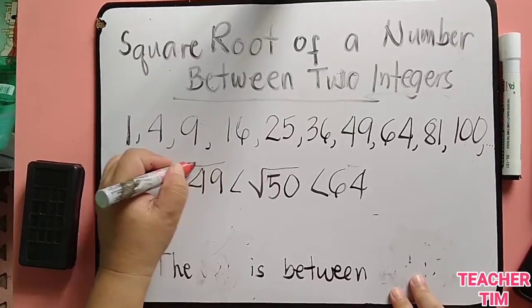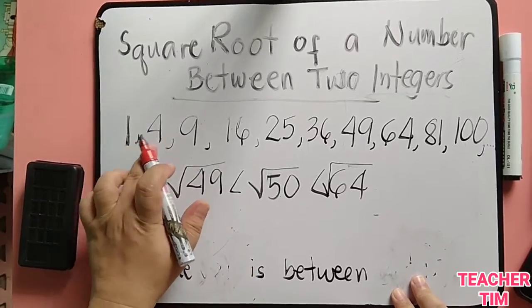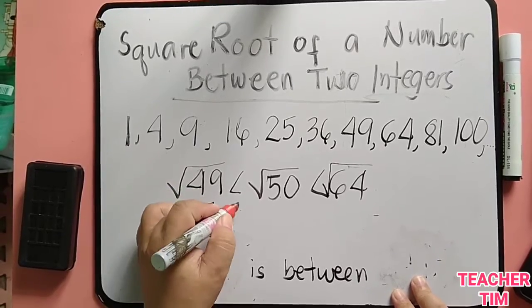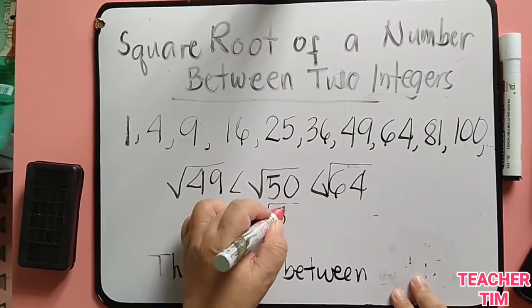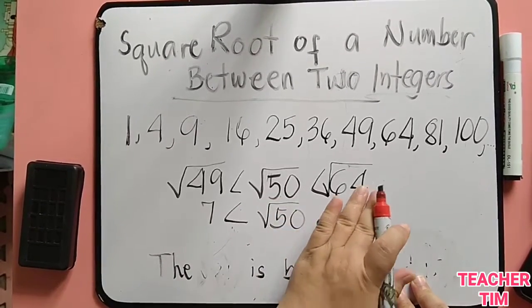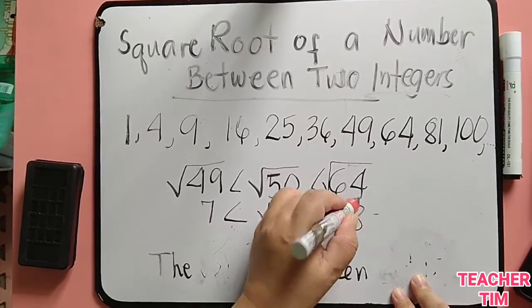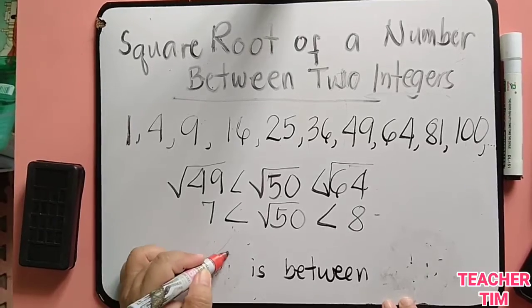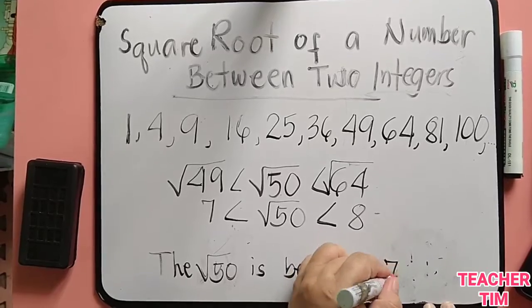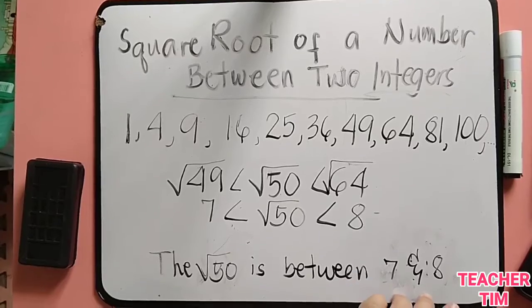Now we will get the square root of both sides. The square root of 49 is 7. Then we will just copy this, square root of 50. 7 is less than the square root of 50, which is less than the square root of 64, which is 8. So the square root of 50 is between 7 and 8.